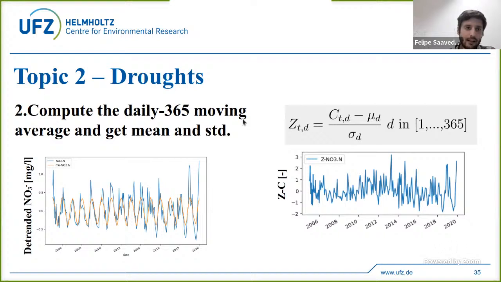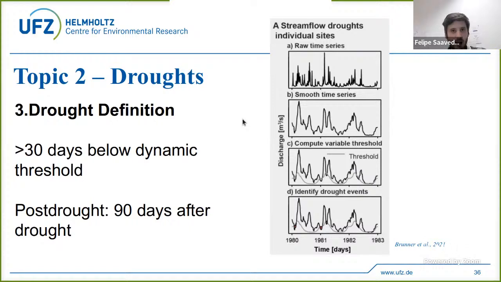And the third step is we will classify according to the hydrological conditions in terms of droughts. We have to define what is a drought. There are different definitions in the literature. I picked this one from Bruna et al. 2021. So basically, you first smooth the time series with a moving window of 30 days.